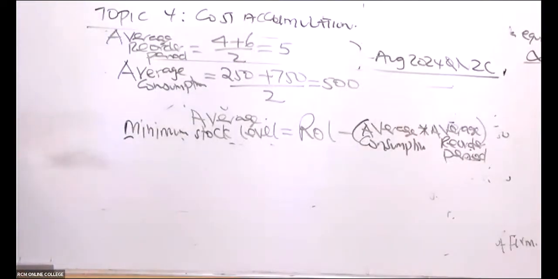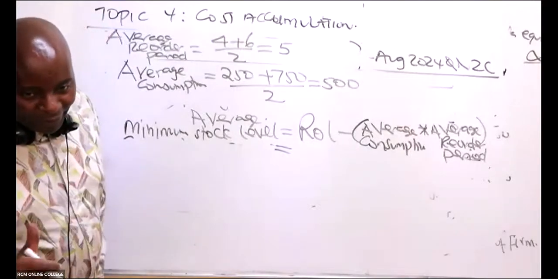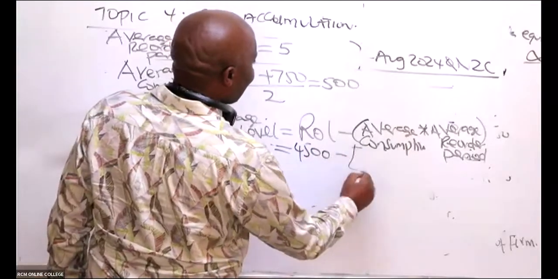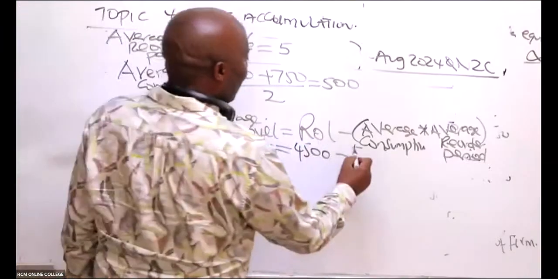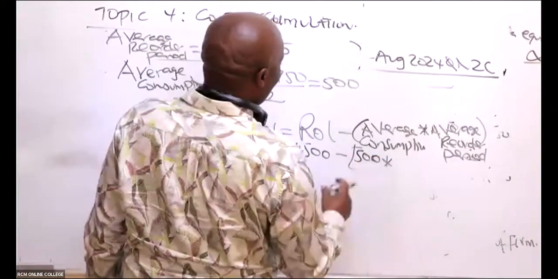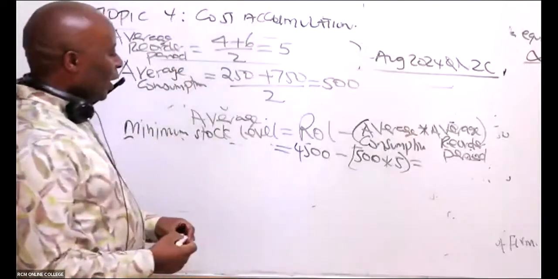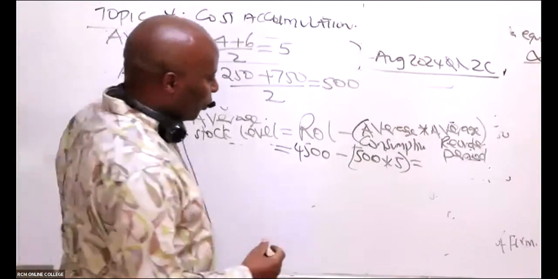Now with that insight, we shall be able to give them the minimum stock level by taking the reorder level. Do you remember our reorder level? 4,500. Minus average consumption, 500, multiplied by average reorder period, which is 5. So at the end of the day, I will be able to get the minimum stock level, which I can see Jenny has already given me as 2,000.